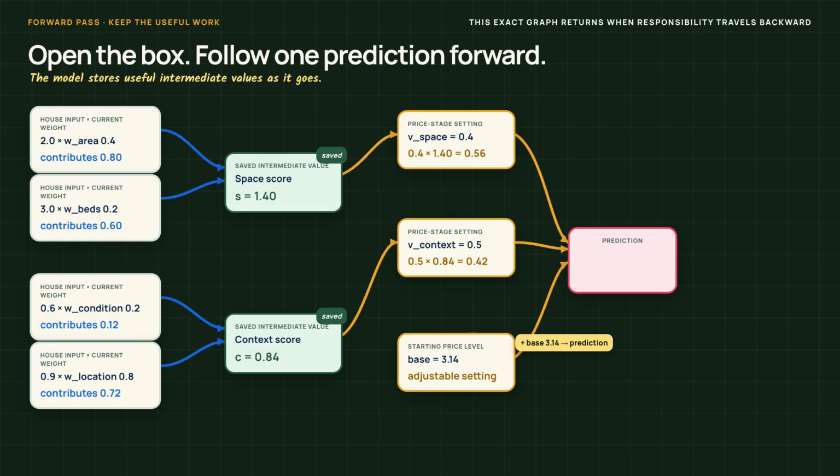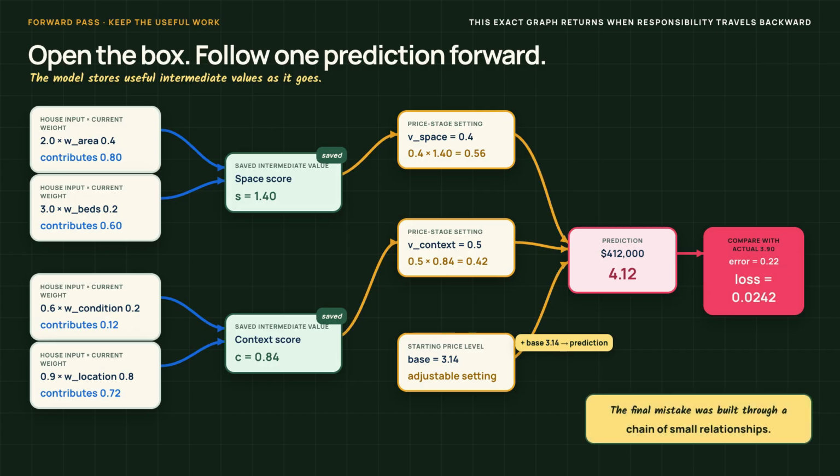3.14 plus 0.4 times 1.40 plus 0.5 times 0.84 gives $412,000. Then the model compares 4.12 with the real value, 3.90. The error is 0.22. Half of that error squared gives a loss of 0.0242. The final mistake was not created in one jump. It was built through a chain of small relationships, and the useful intermediate values are already sitting here.